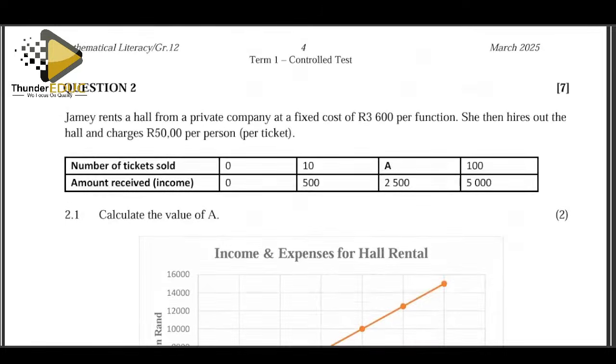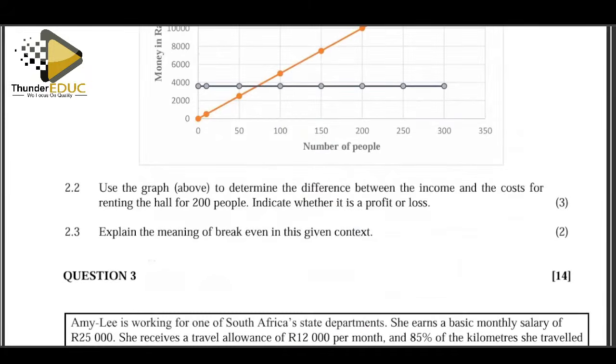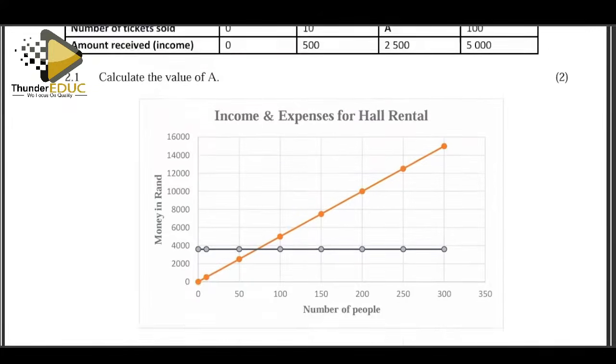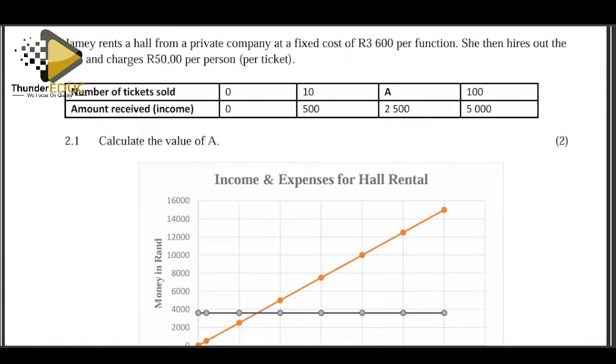This brings us to question number 2. Question number 2 talks of income and expenditure. Income and expenses. Jamie rents a hall from a private company at a fixed cost of 30,600 per function. She then hires out the hall at charges of 50 Rand per ticket. Then they're asking us, calculate the value of A.